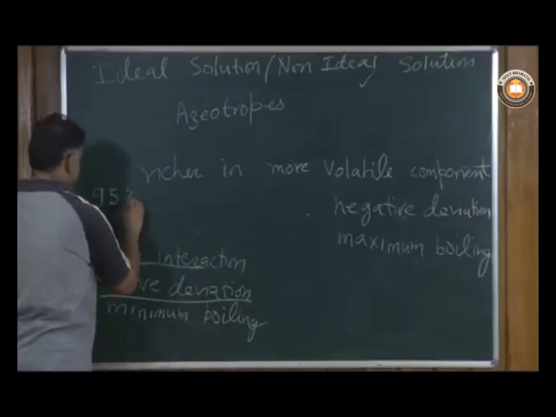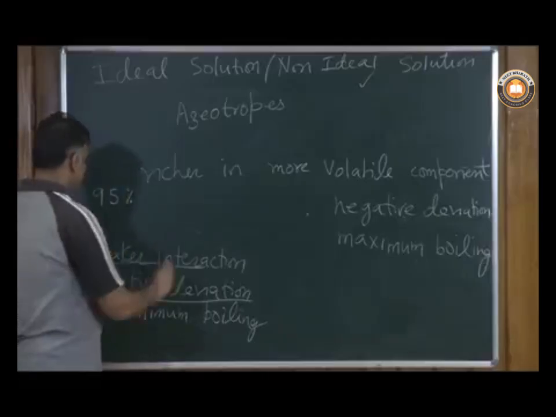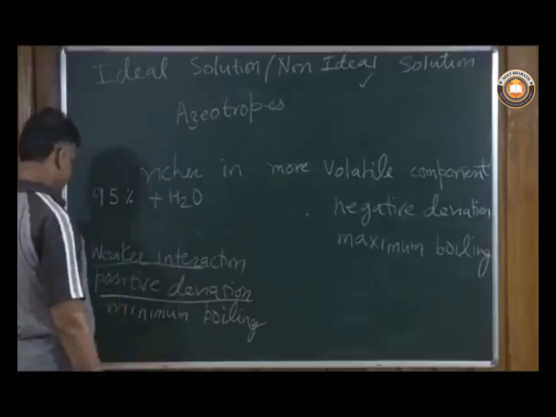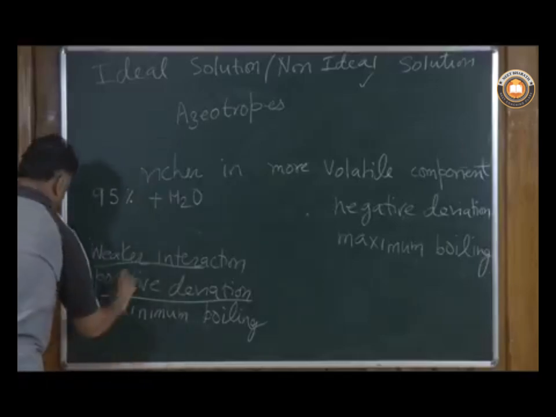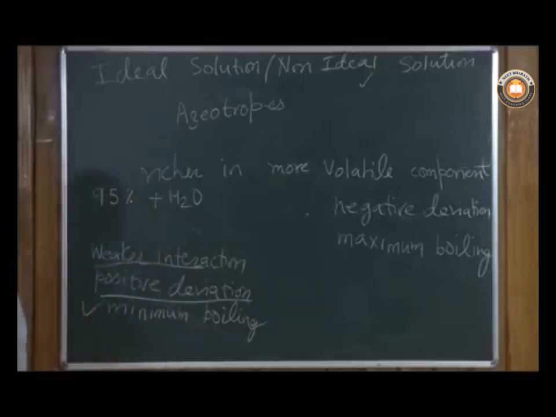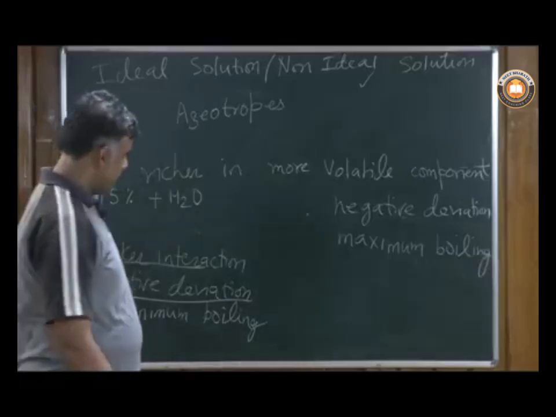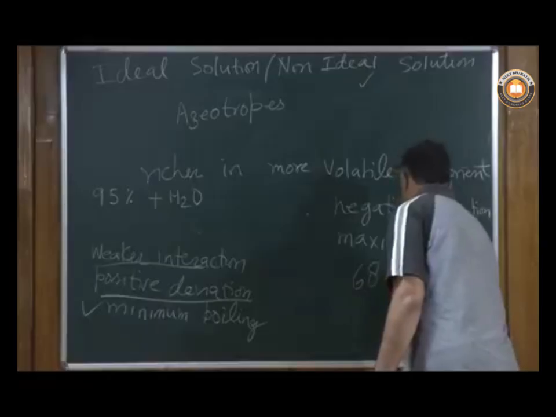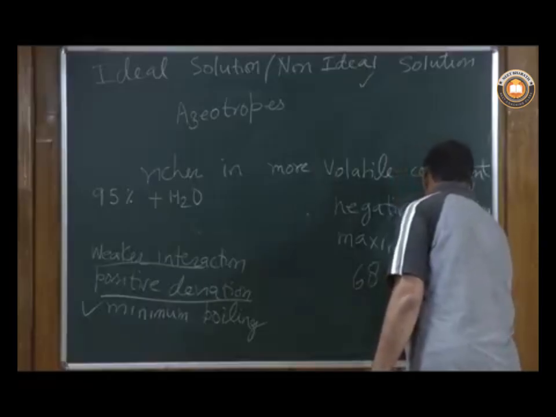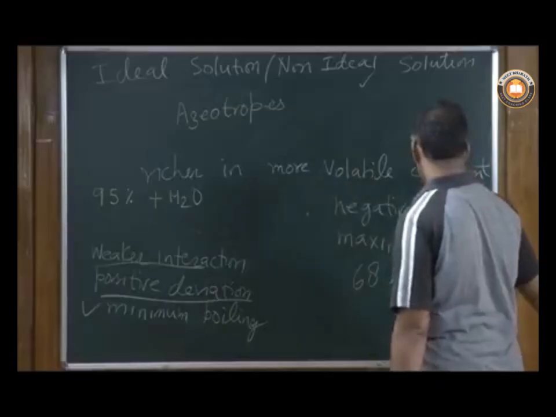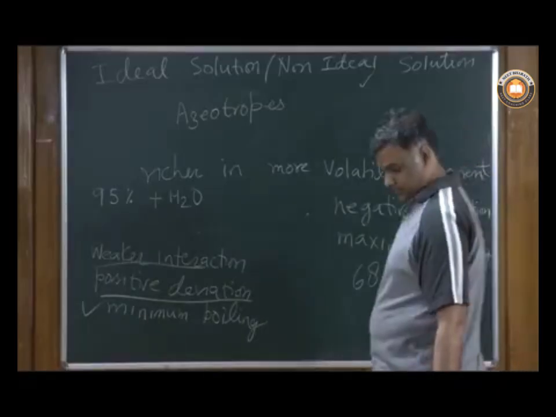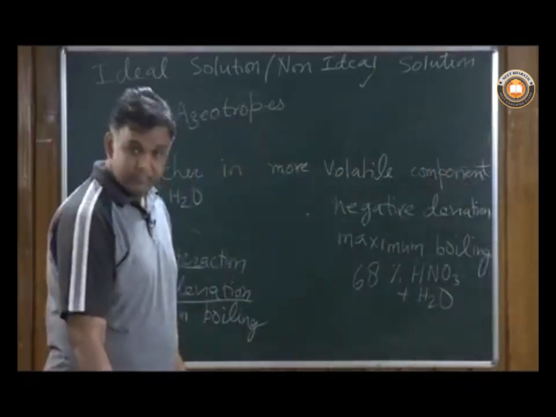95% ethanol by volume in water, it forms a minimum boiling azeotrope. And similarly, if I have 68% HNO3 by weight in water, then it forms a maximum boiling azeotrope. So, that is where we stop.